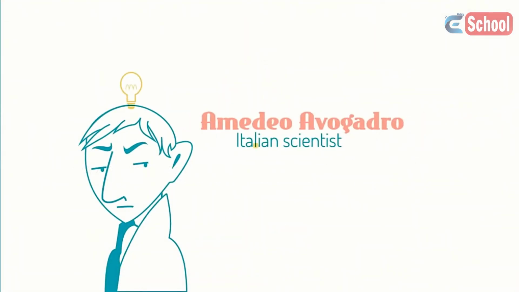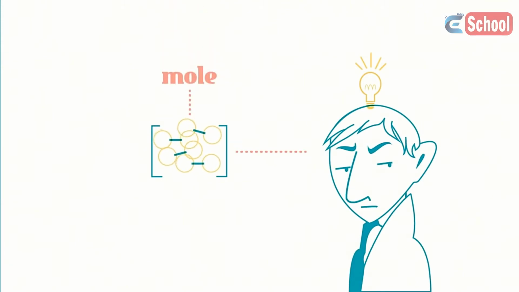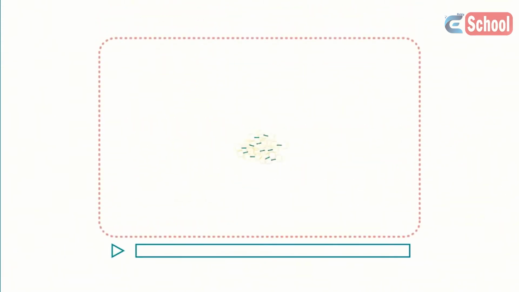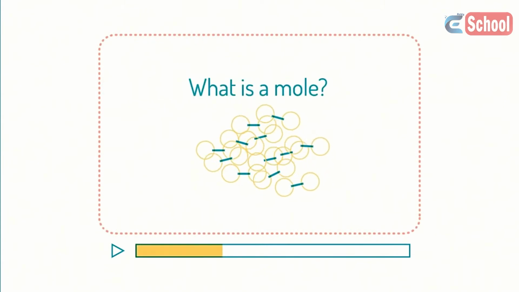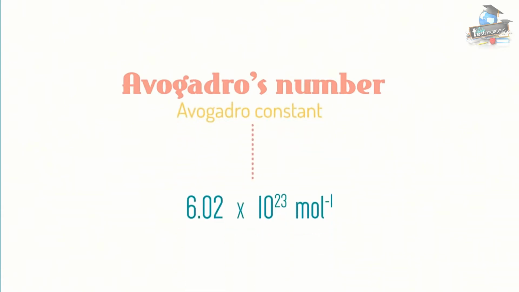Amedeo Avogadro was an Italian scientist. He gave his name to the number of particles in a mole. Maybe you don't yet know what a mole is. If so, just have a look at our video on moles before moving on with this lesson. Avogadro's number, Na, or the Avogadro Constant, is 6.02 times 10 to the 23 particles per mole.